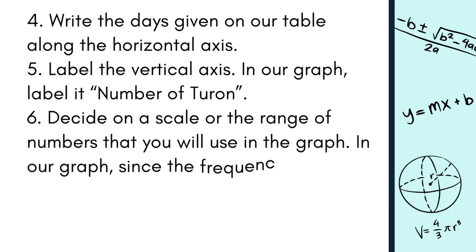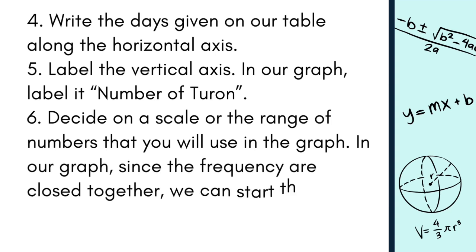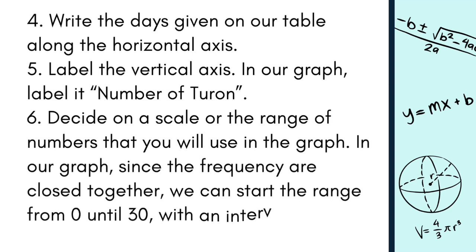Decide on a scale of the range of numbers that you will use in the graph. In our graph, since the frequencies are close together, we can start the range from 0 until 30 with an interval of 5. So that means 0, 5, 10, 15, 20, 25, and 30. So yun po yung nandoon sa ating left side. So vertical, which means yung nakapatayo. And then yung horizontal, nandun sa ilalim, nandun nakalagay yung days of the week. So Monday, Tuesday, Wednesday, Thursday, and Friday.